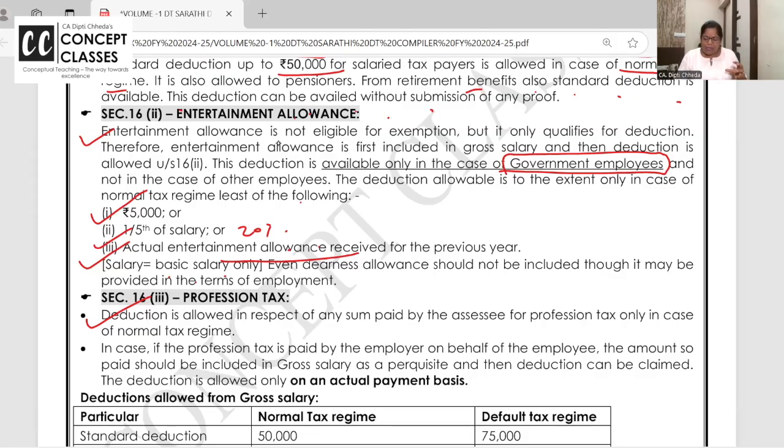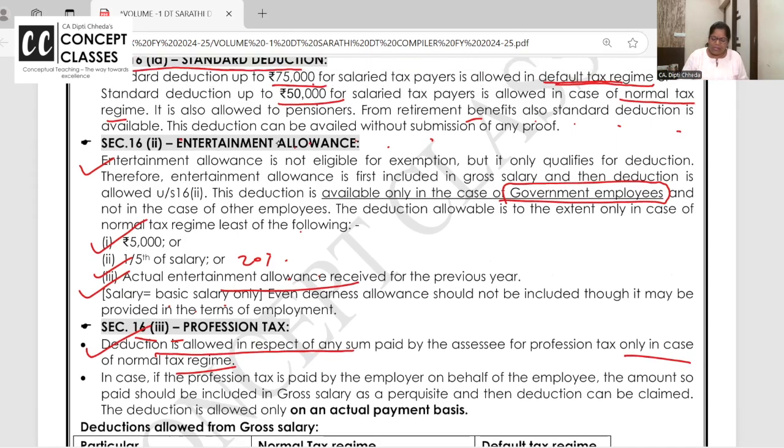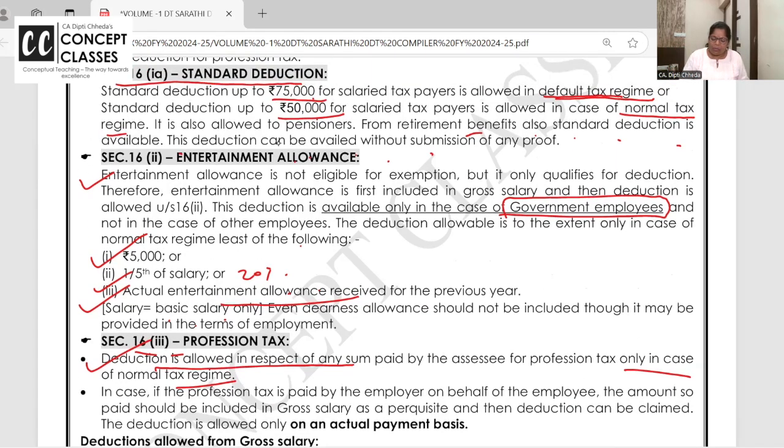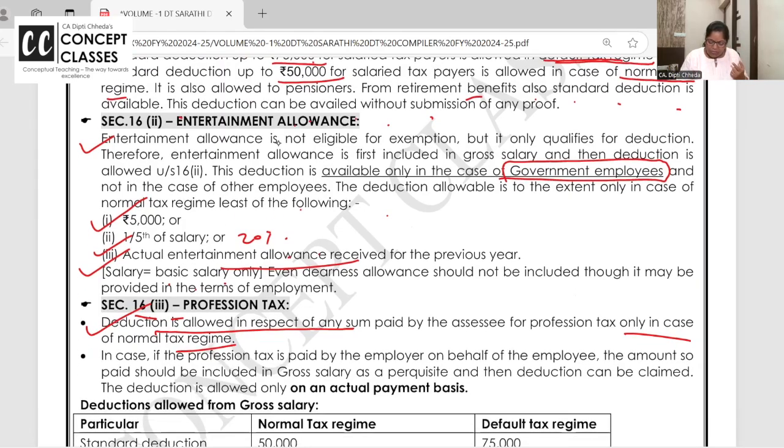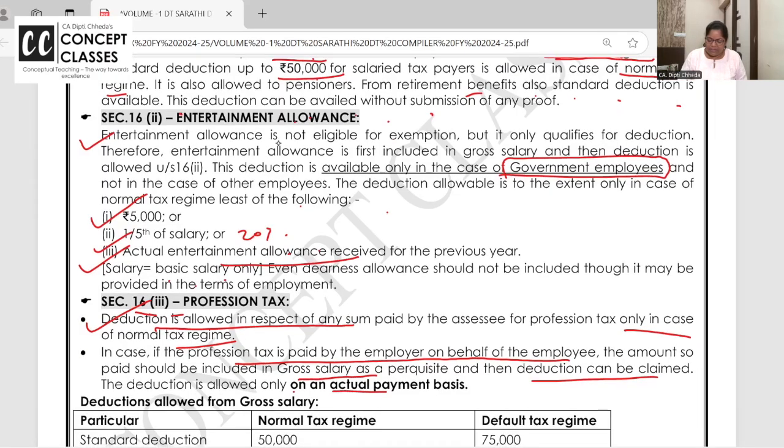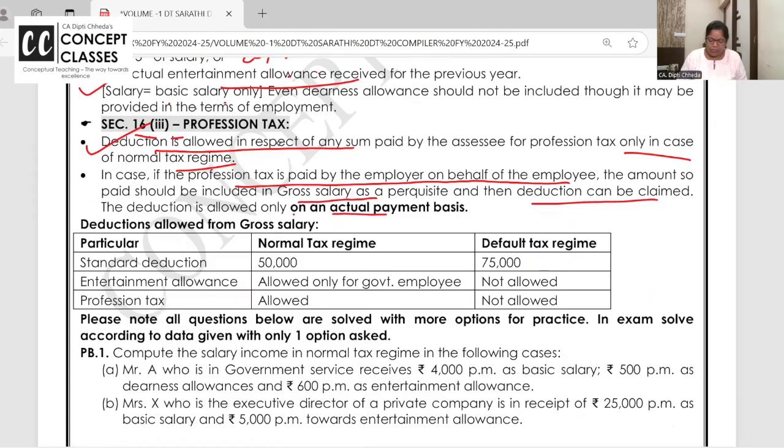So if the employee is paying the PT, he gets a deduction only if he is opting out of the default tax regime. This is also only if he is opting out of the default tax regime. I'll tell you, the table is below. Now, if profession tax is paid by the employer, then add it and again deduct it. The amount so paid should be included in gross salary and then the deduction can be claimed. Is this clear to all of you?